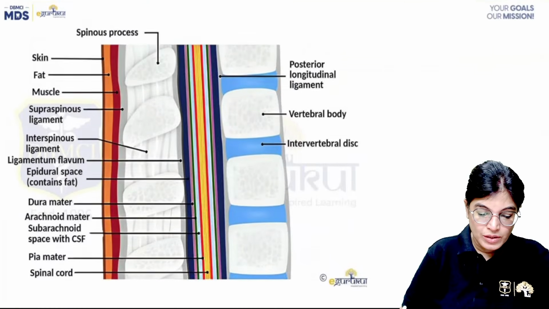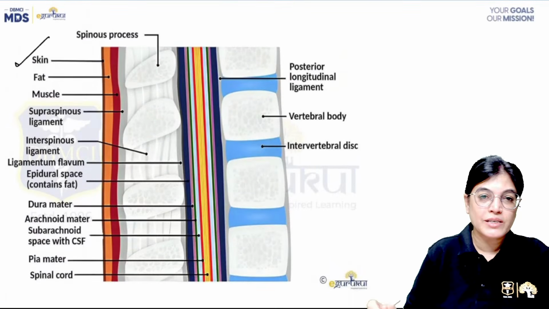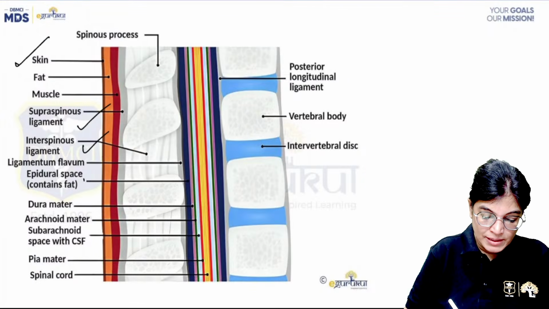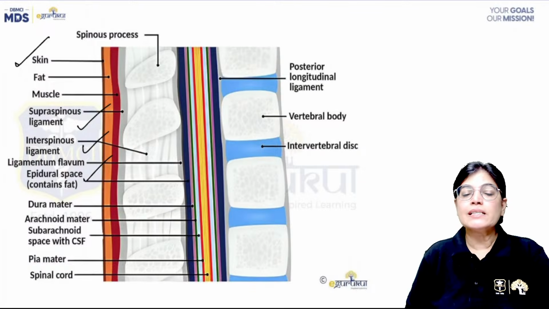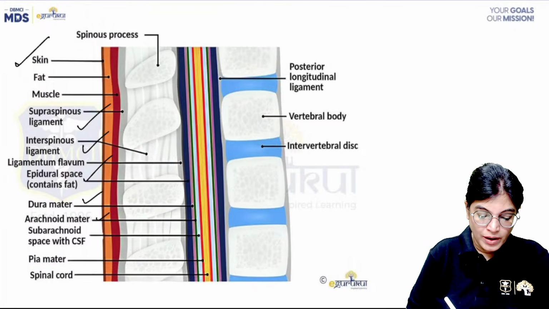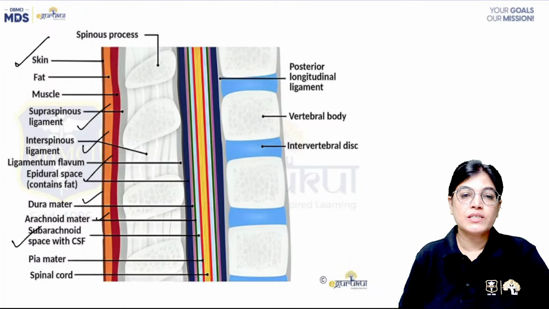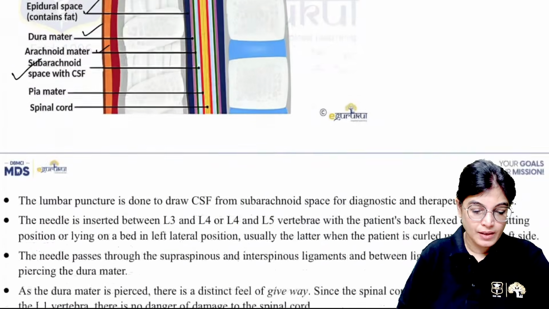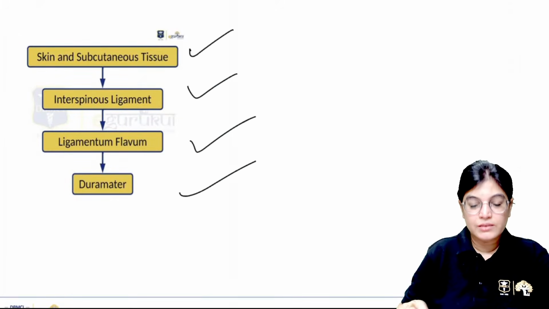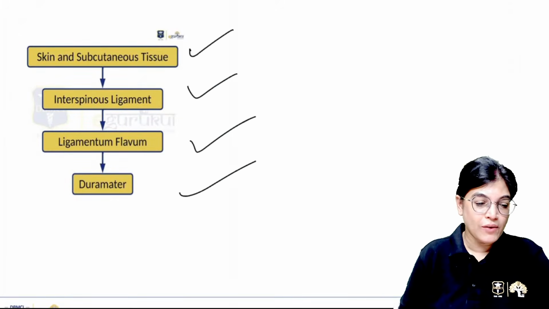I would like to show you this image where you can see the skin is penetrated by the lumbar needle. Then comes the supraspinous, interspinous, ligamentum flavum, epidural space, which contains the internal vertebral venous plexus. Thereafter dura mater, arachnoid mater, and the subarachnoid space, which contains the CSF. Done with this, these were exactly the structures being pierced in order, which we have already marked.